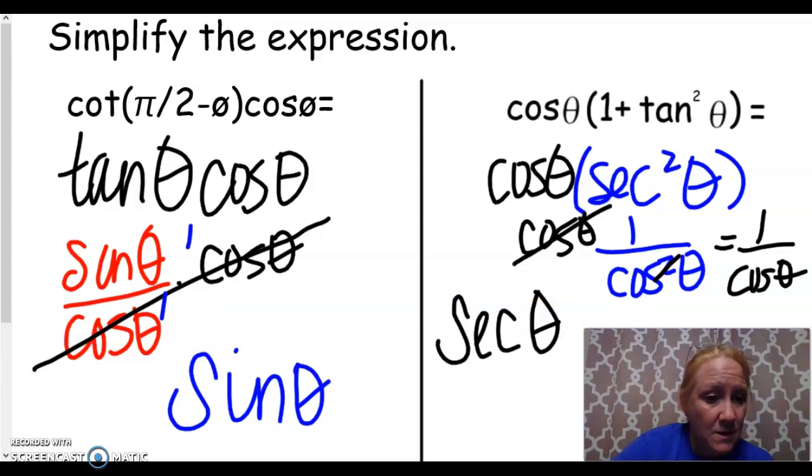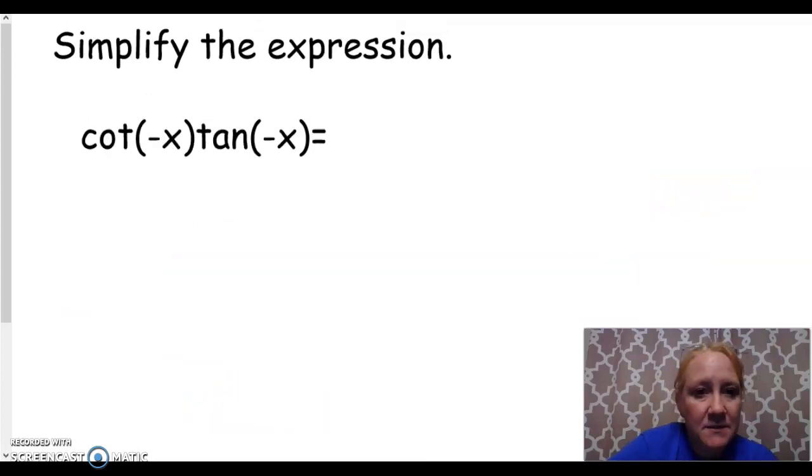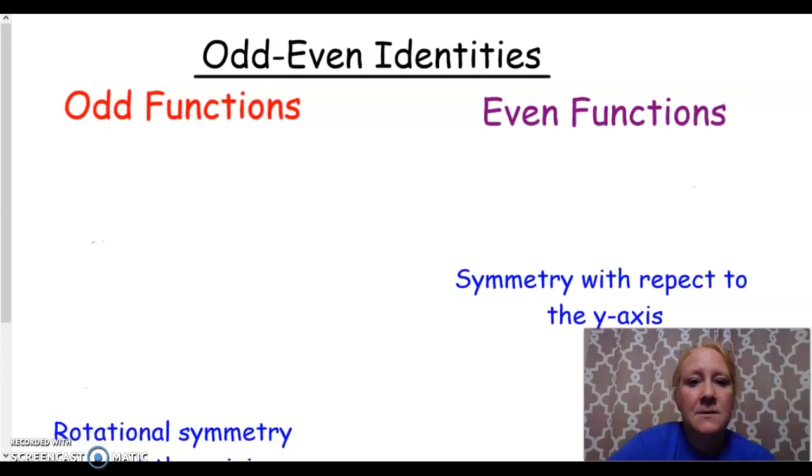All right, let's see what else we have down here. Hold on just a second. I skipped a couple of slides. Oof, I can't skip a couple of slides. Okay, we're going to go back. We're going to look at something. All right, odd and even identities.